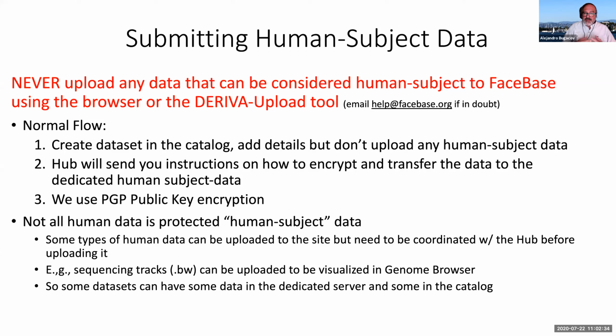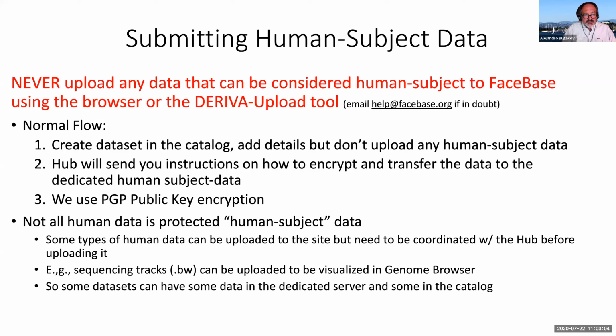package your data and encrypt it so that you can transfer it to us, and we'll store it in our dedicated server. The encryption mechanism that we use for all this is PGP public key encryption. The way it works, we will send you a key. You will have to go through the process of encrypting the data and send it to us encrypted, and then we'll store it like that, and we can decrypt it if necessary to package for other users.